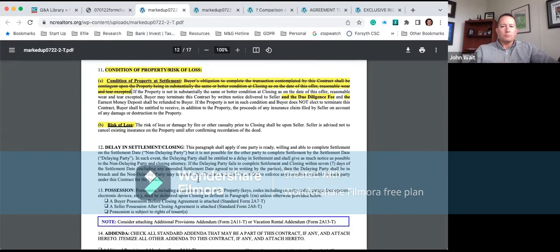Paragraph 11, as I foreshadowed earlier, is the only contingency in this contract. That is the only one, and it works very specifically. And there's a very important change to it this year. And that is this. If the property is not in substantially the same or better condition at closing as the date of the offer, reasonable wear and tear accepted, buyer may terminate by written notice.